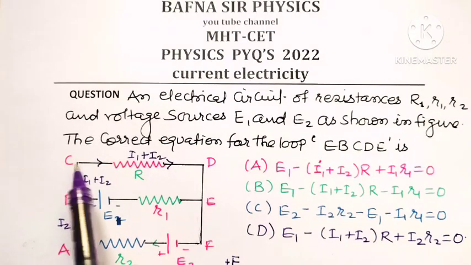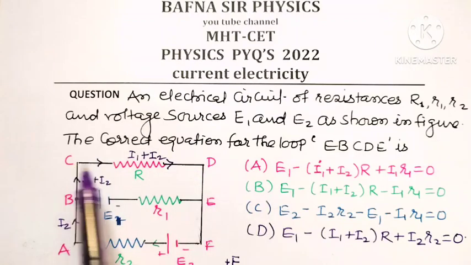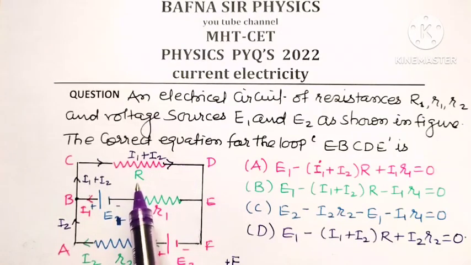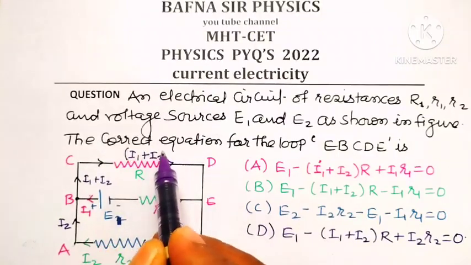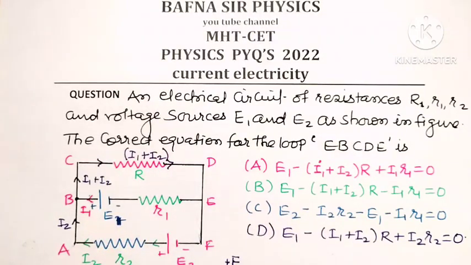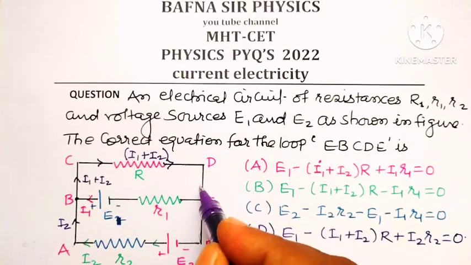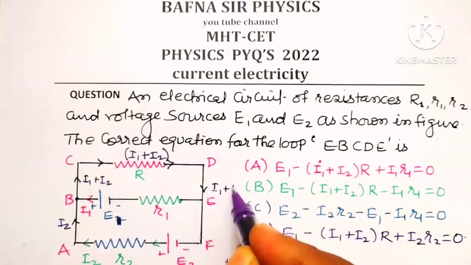Now we have to trace the circuit from C to D. While tracing the circuit from C to D through the resistance R, the current I1 plus I2 is flowing in the same direction. Whenever current flows through a given resistance in the same direction as that in which we are tracing the circuit, the potential difference across that branch, which is I1 plus I2 into resistance R, is taken with a negative sign.